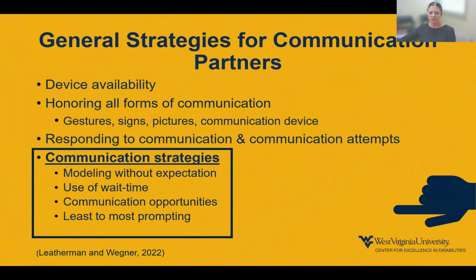The next one is use of wait time. We are impatient communicators, most of us, right? And what I mean by that is we don't like blank space. So when we're talking back and forth with someone, if there's ever a break in communication where there's silence, someone feels the need to fill it, right? And so a lot of times what that results in is us not waiting long enough for an AAC user to process and then create their message. So we've got to give them plenty of time to create.